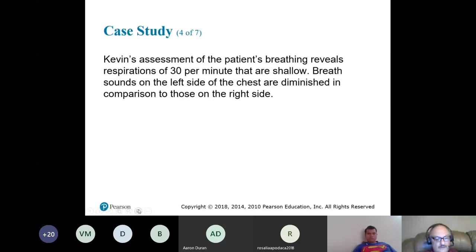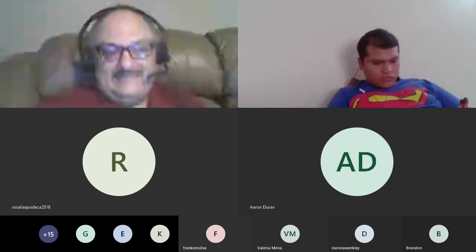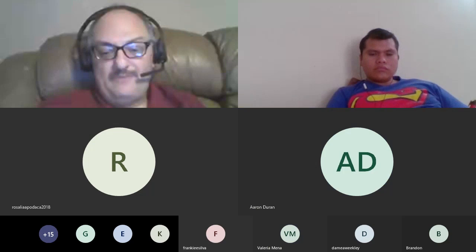Right. The breaths are going to be shallow because you cannot take a full deep breath, and so your body's compensating and that's why it's 30 breaths a minute. So the patient will be breathing like this, because it hurts to take a full deep breath. So you see the rapid respirations?